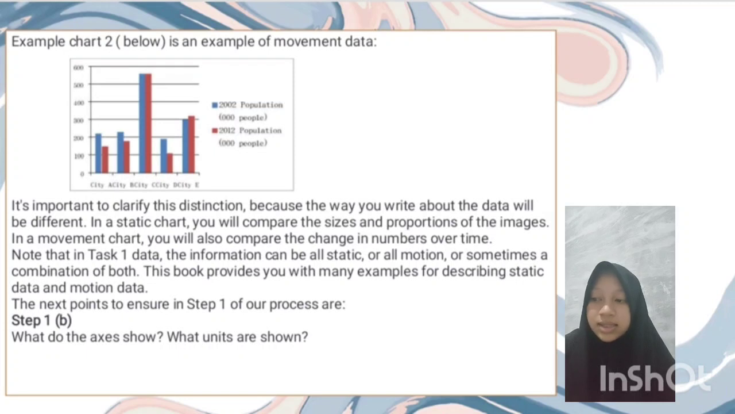Note that in Task 1, the data can be static or movement, or sometimes a combination of both. This book provides you with many examples for describing static data and movement data. The next point to ensure in step 1 of our process is Step 1B. What do the axes show? What units are shown?